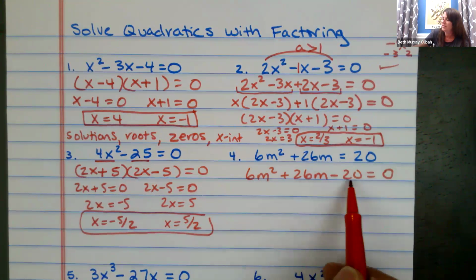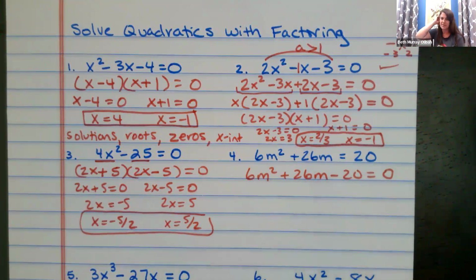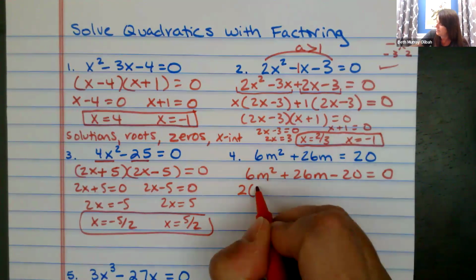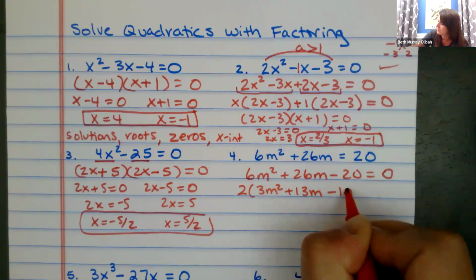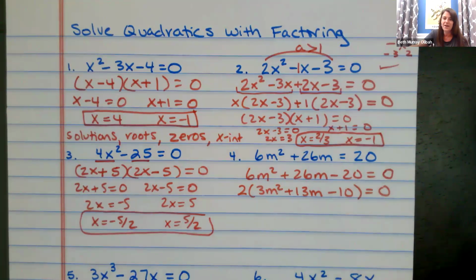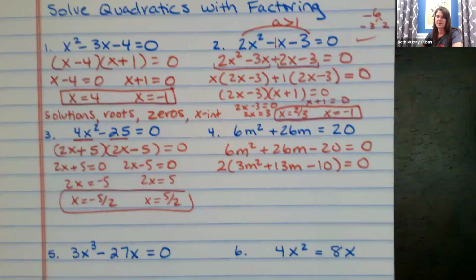Step 2, I can tell there is a greatest common factor. So I'm going to take something out before I get started. I think 2 is the largest number I can take out. So I'm going to take out a 2. And now I need to factor using the AC method.